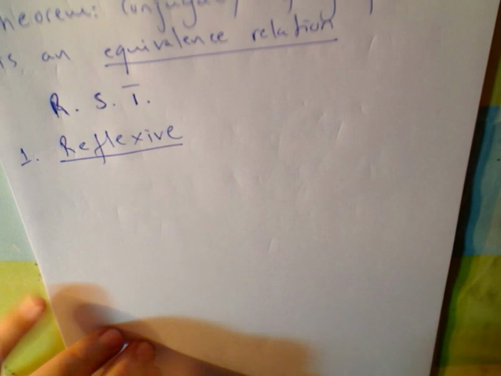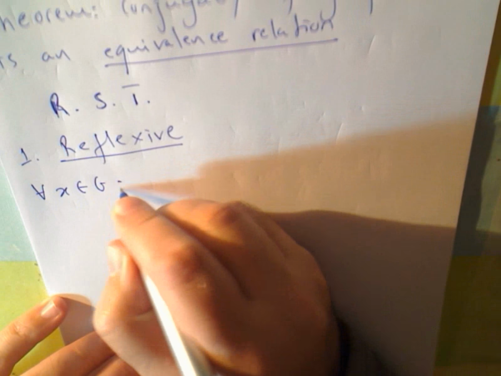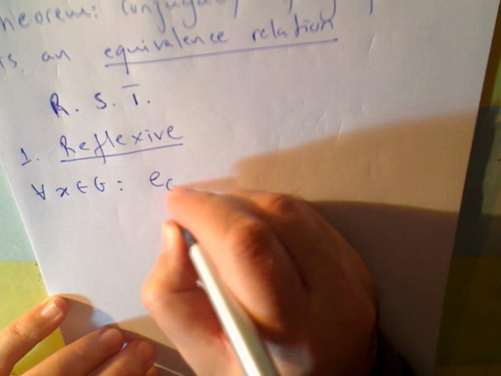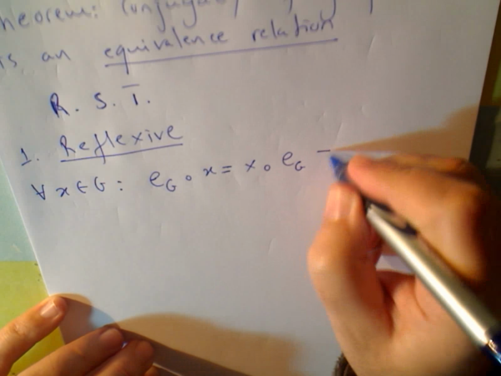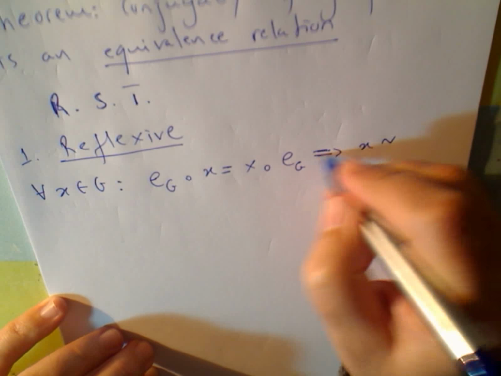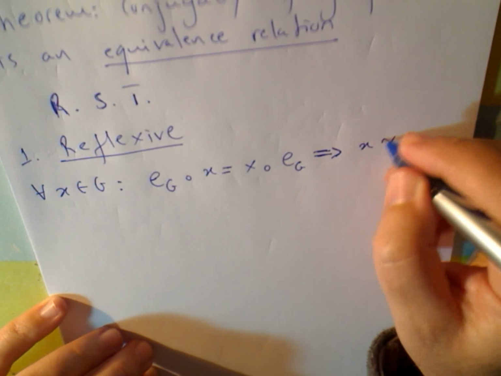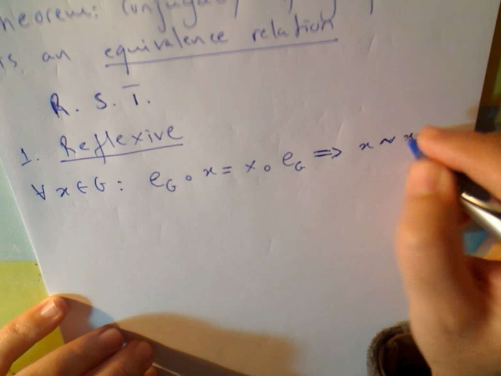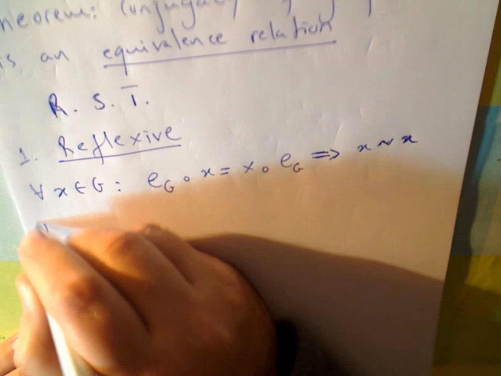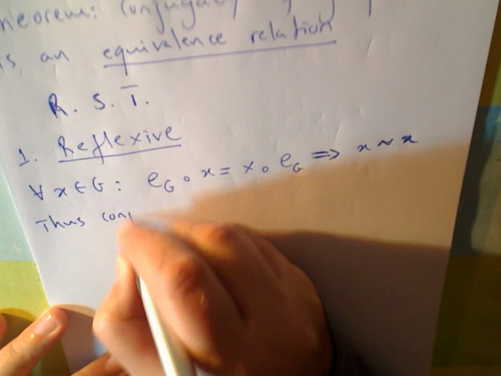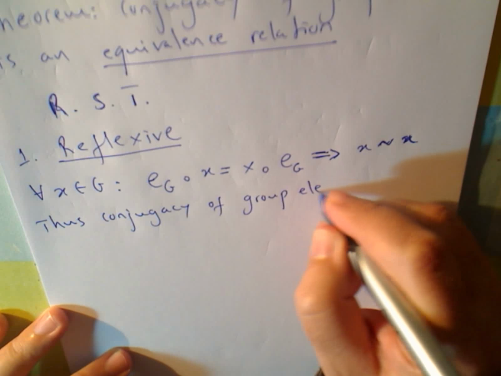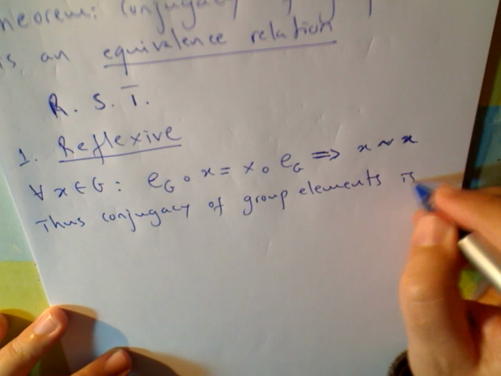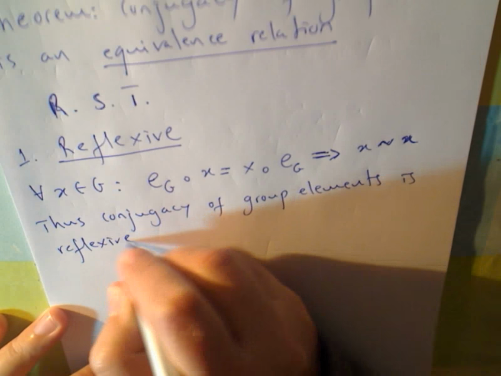Okay, this is not hard. So we say for all X in G, we pick the identity of the group, for instance, E operation X equals X operation E. So this implies that X is conjugate of X. Okay, thus conjugacy of group elements is reflexive. That's not very hard.